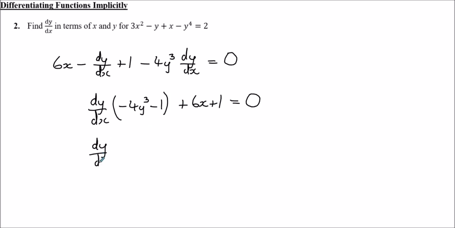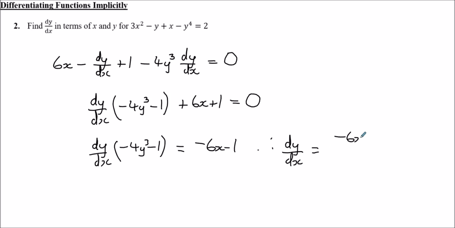Rearrange slightly. I've got dy by dx times minus 4y cubed minus 1. If I now subtract the 6x and subtract 1 from both sides, I'll get minus 6x minus 1. Therefore, final step, I can work out what dy by dx is by dividing through by this bracket. So dy by dx equals minus 6x minus 1, all divided by minus 4y cubed minus 1.